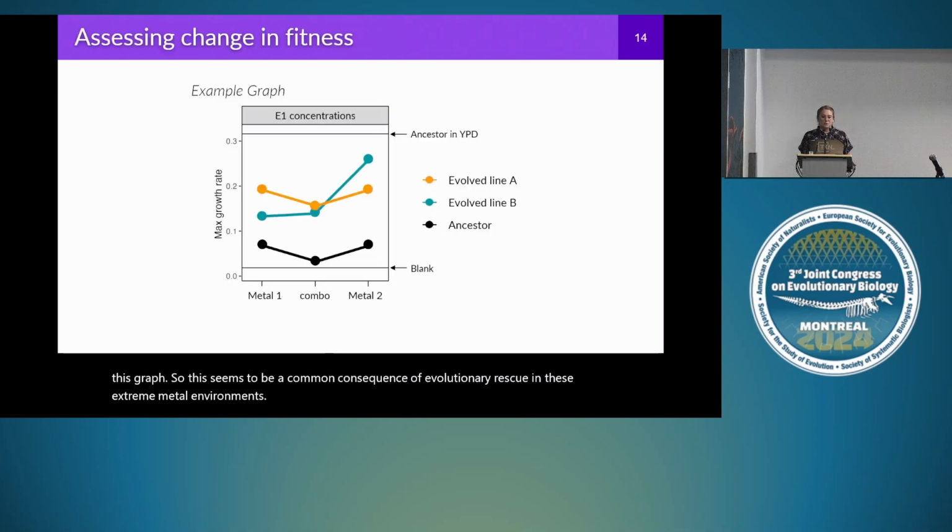So the next steps from here are to assess the fitness of the evolved lines in the single and double metal environments to see how those V-graphs change following evolutionary rescue. And I have over 100 evolved lines, so I'm still in the thick of doing these fitness assays, but for now I'm going to show the results from 5 evolved lines from 2 different environments.